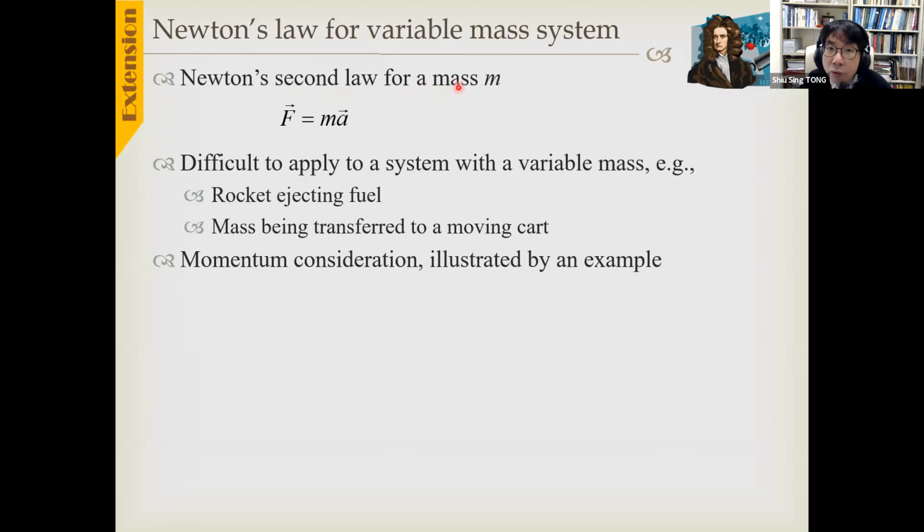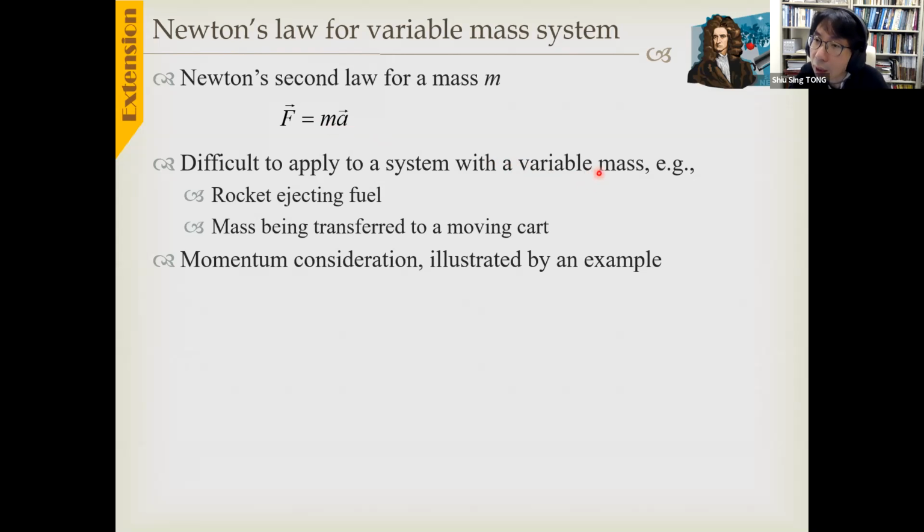Now Newton's second law for mass m is given by F equal to ma, right? But it's difficult to apply this to a system with variable mass. When we apply Newton's second law in high school or even in university, we always assume m is constant, right? But imagine if you have a system that has a changing mass, then you don't know what this mass would mean, because the mass itself is changing. Then you have difficulty in applying Newton's second law to the object.